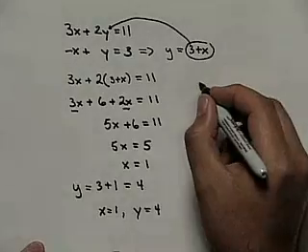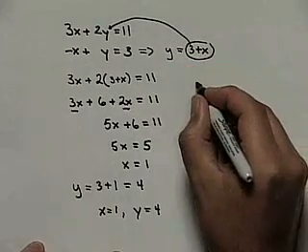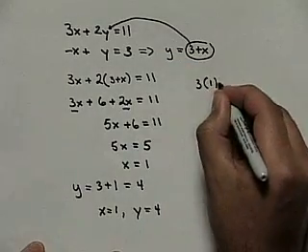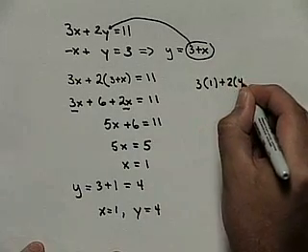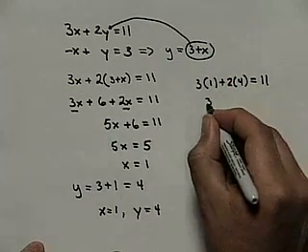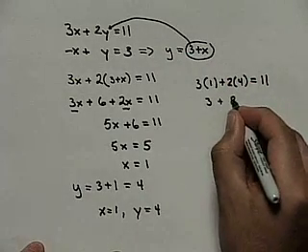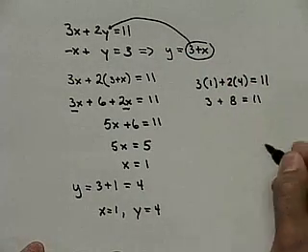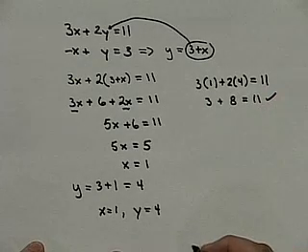Now one thing you should do to make sure that this works is go back and check those answers in your original equations. If I check (1, 4) in our two original equations, let's see what happens. Substituting (1, 4) into the first equation, we get 3 times 1 plus 2 times 4, and we want that to equal 11. So 3 times 1 is 3, 2 times 4 is 8, and sure enough 3 + 8 does equal 11, so it checks out in the first equation.